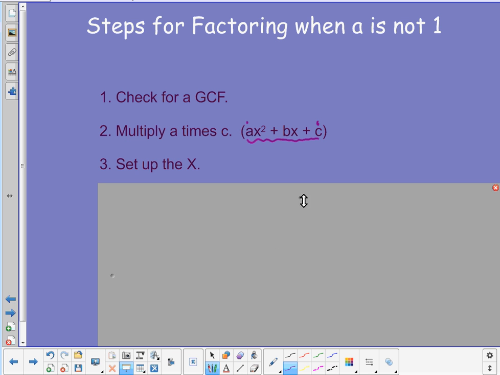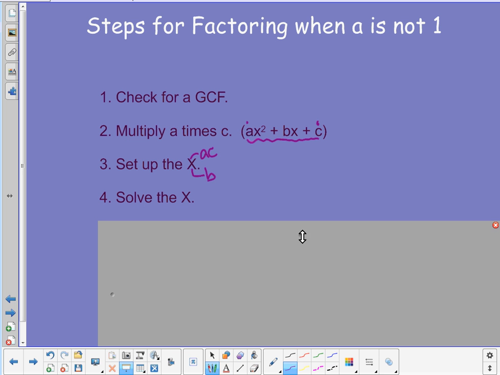That's going to go into an x where the top number is the product and the bottom number is going to be the middle term b. So I have a times c on the top and b on the bottom. Then I solve the x, and we'll talk about what that looks like. When I solve the x, I need to have two numbers that give me a product of a times c and a sum of b.